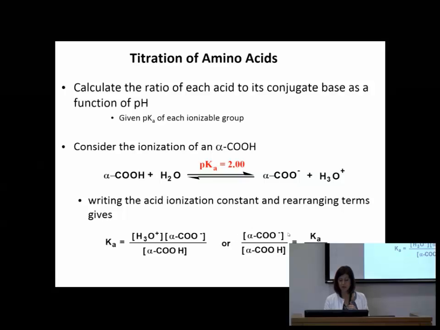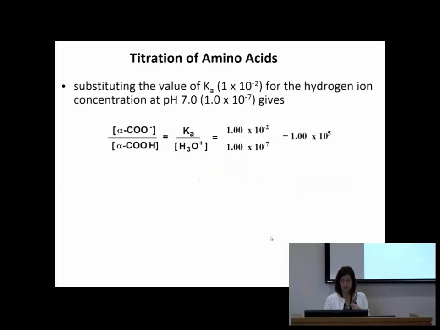What we want to know is a little bit more information than just the predominant form. We want to know how much we have of each. So what we can do is just use the Ka and the pH. So let's say we're at pH 7.